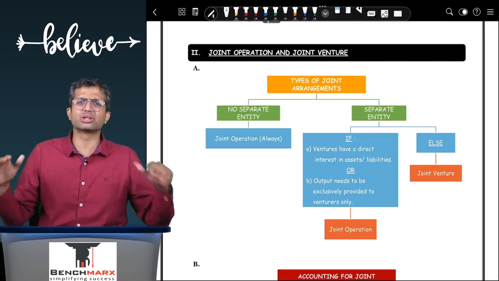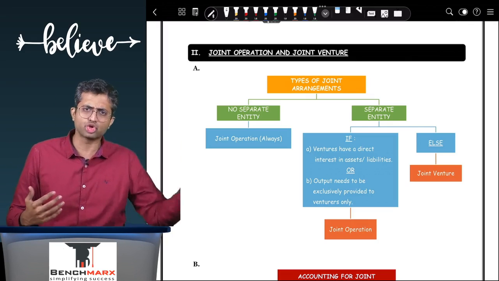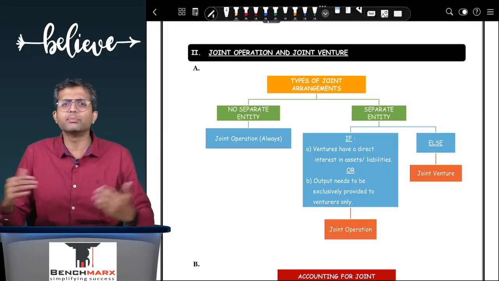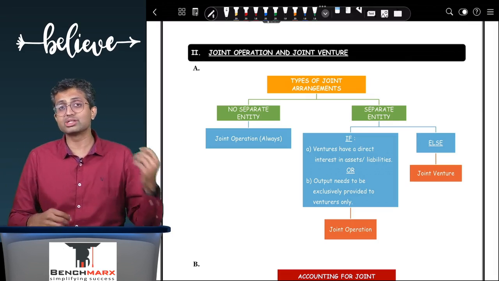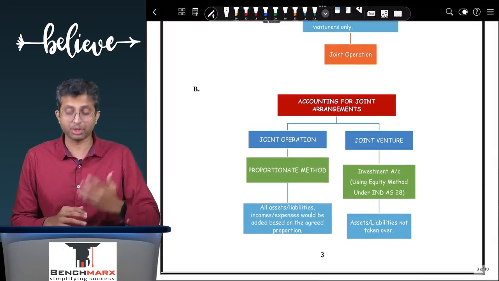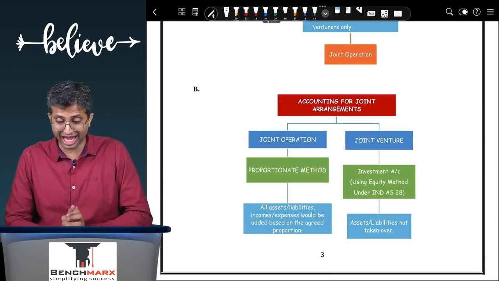In all other cases, you can typically have a thumb rule which decides that a joint operation will not have an entity in the middle, whereas a joint venture will have an entity in the middle. The purpose of doing this is that a joint operation is going to be accounted for using the proportionate method, whereas the joint venture is going to be accounted for using the equity method.